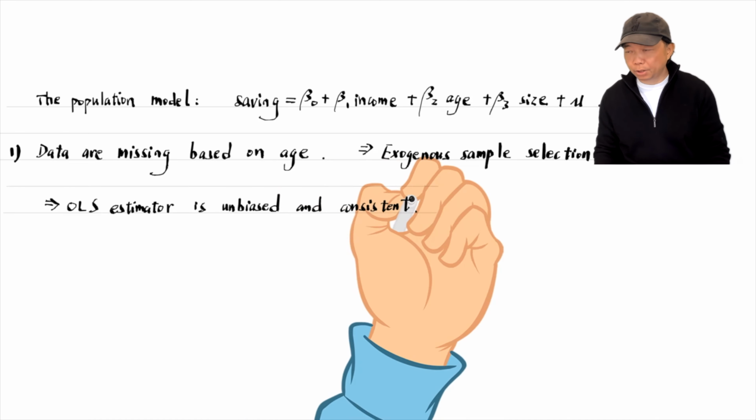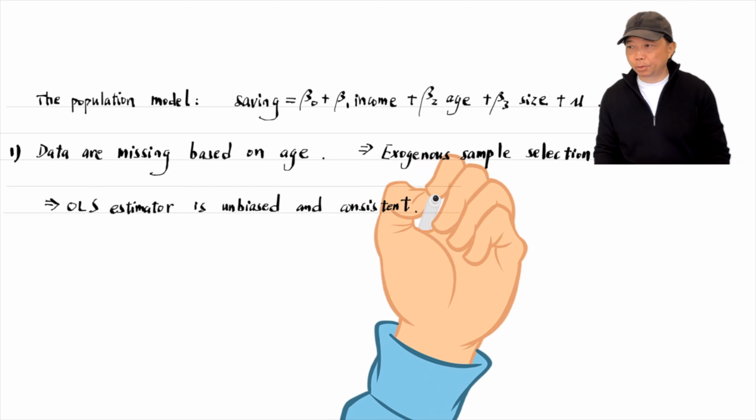in the population model. The reason is that the factor on which the sample is selected is age, and age has been controlled for in the model. It makes the OLS estimate from the selected sample representative of the entire population of interest.